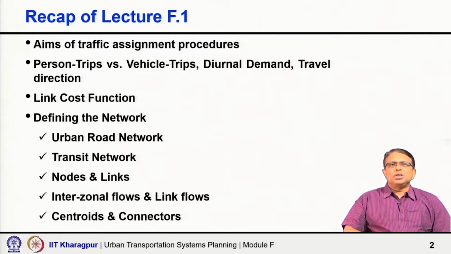And then we talked about how the network is defined, taking an urban road network, what the components are, the link-node diagram representation, then how the transit network is represented, then interzonal flow and link flows, how a link may be part of multiple paths with respect to different OD pairs, then the centroid and how the centroids are connected to the basic road network using centroid connectors, or simply connectors. So, we shall continue our discussion today.